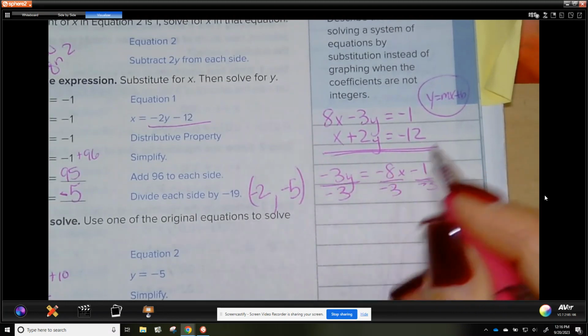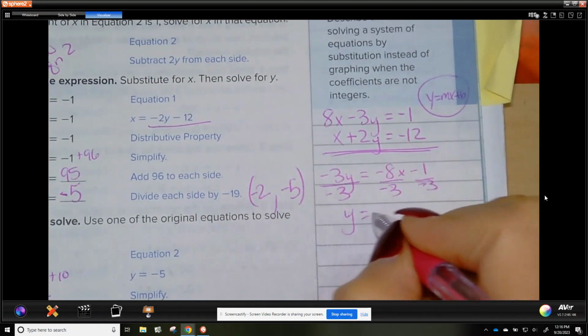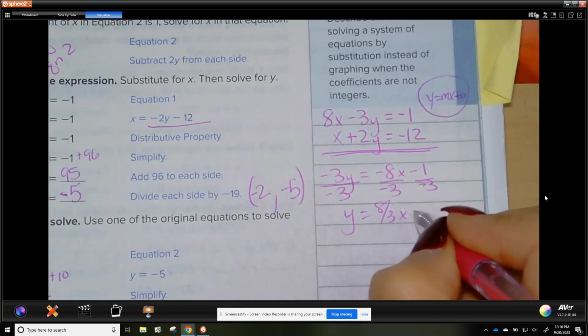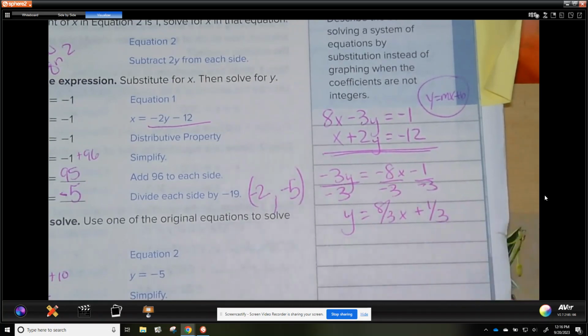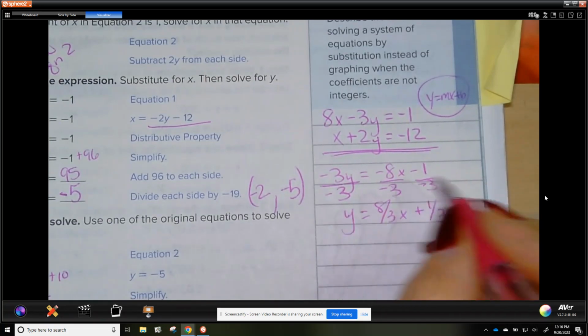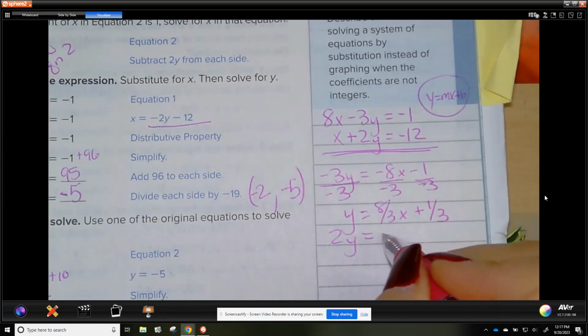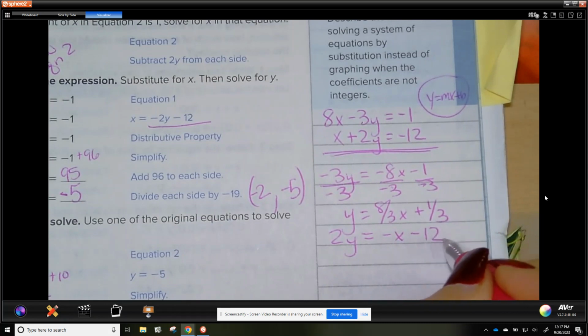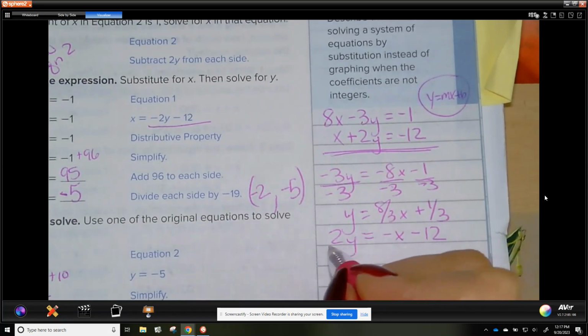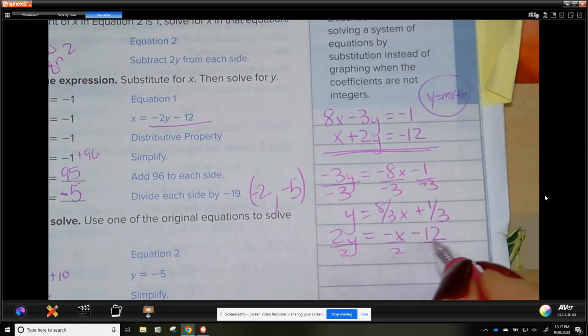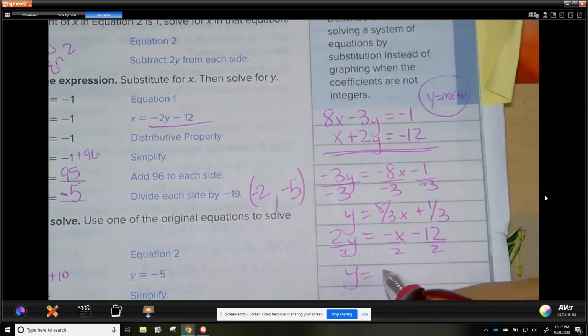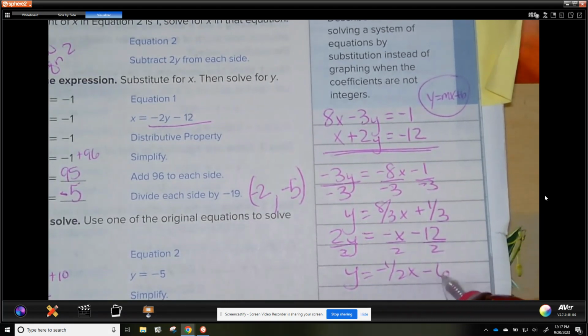Remember to divide each term by 3. I get y equals 8/3 x plus 1/3. The second one, I move the x over. I'm just going to move it again and get 2y equals -x minus 12. Divide by 2. Y equals -1/2 x minus 6.